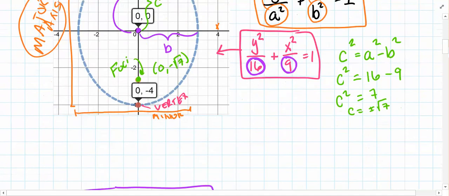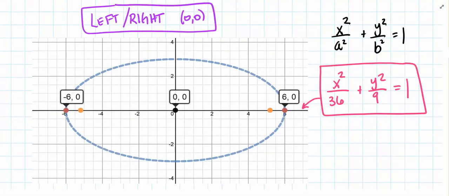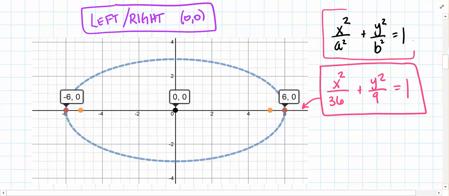So let's compare that to this one over here, a left-right ellipse. This is a little bit different. In a left-right ellipse, I know that I'm going to have this form. Because the major axis is longer on the x-axis, the a value is going to be underneath the x. That means the b value has to be underneath the y in this case. So the equation for the ellipse that we're looking at right here is x squared over 36 plus y squared over 9 equals 1.